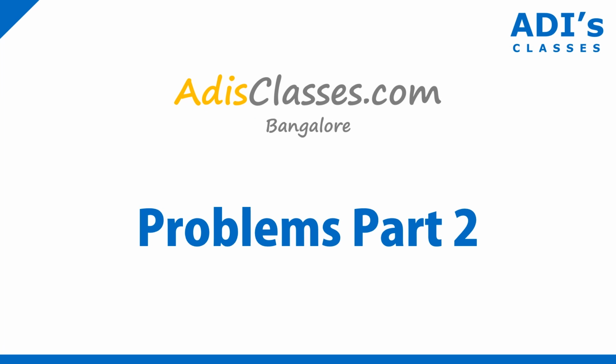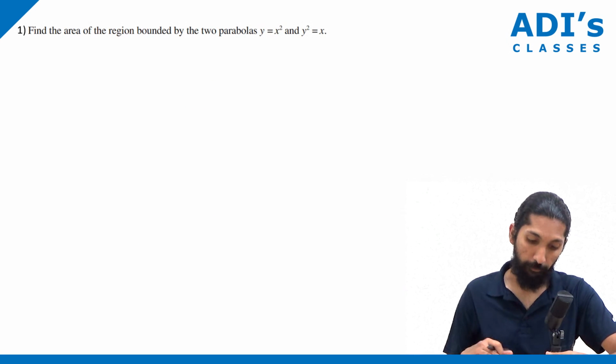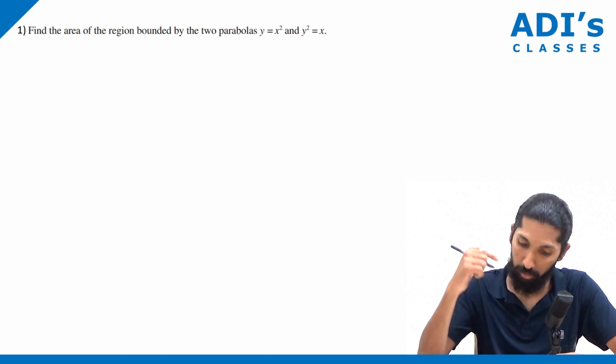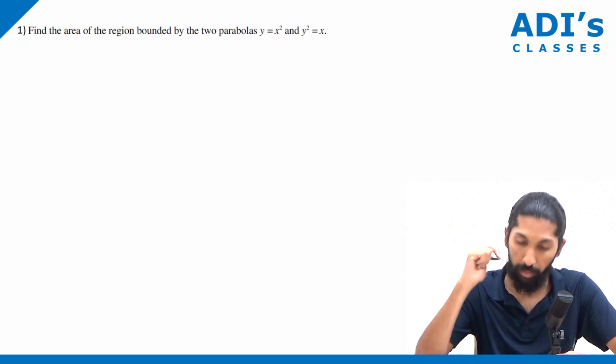Let's start with few problems. Let's look at the first one. Find the area of the region bounded by the two parabolas y is equal to x square and y square is equal to x.